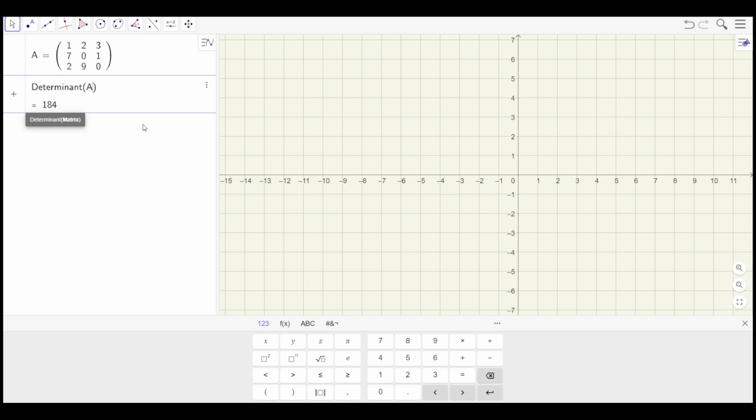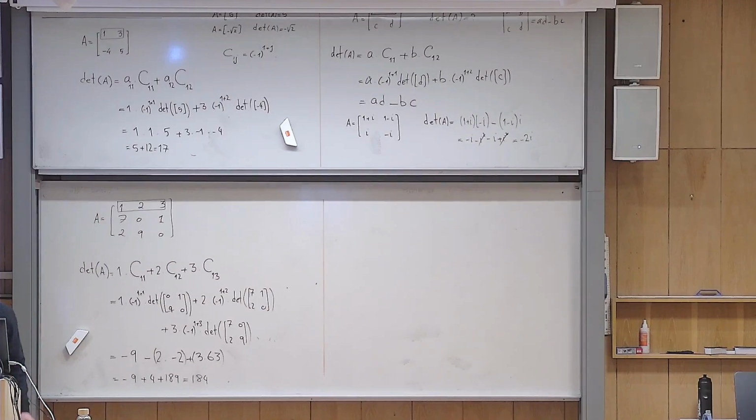Okay, so now that the introduction of the determinant is finished, let us go to a little bit more interesting problems here.